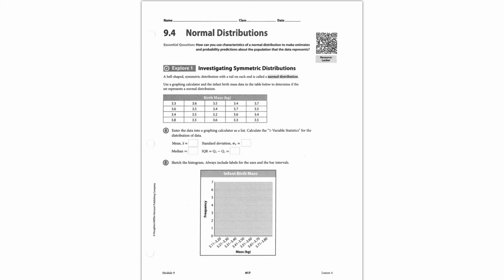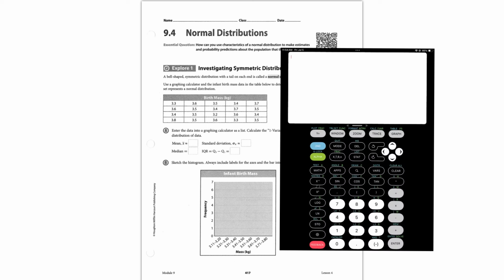a normal distribution. So we have birth mass in kilograms, and it says enter the data into a graphing calculator as a list. Calculate the one variable statistics for the distribution of data. So here is my graphing calculator.